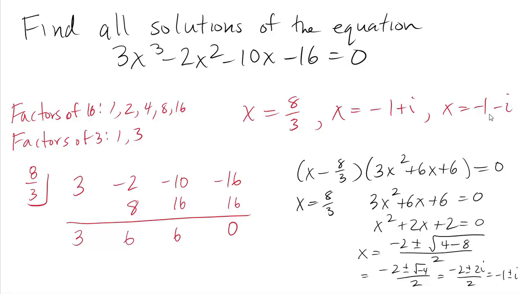And notice that those two solutions came in a conjugate pair. If you get a solution with an imaginary part when all of your coefficients are real numbers, then there's a second solution with an imaginary part. It's just the conjugate of the first one.